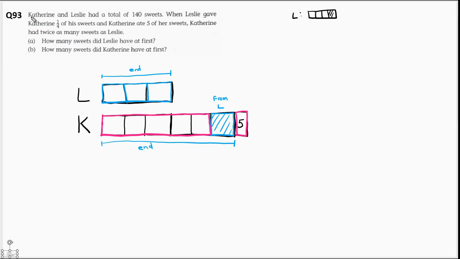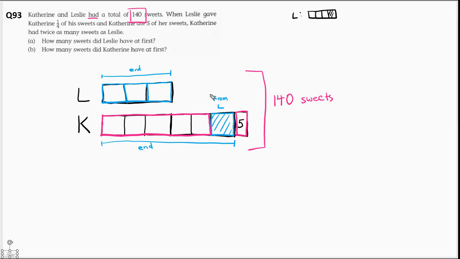It said Catherine and Leslie had a total of 140 sweets. That means at the beginning, before the 5 sweets were eaten. So this whole model represents 140 sweets. Okay, how does that help us?